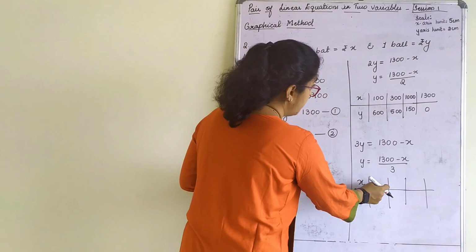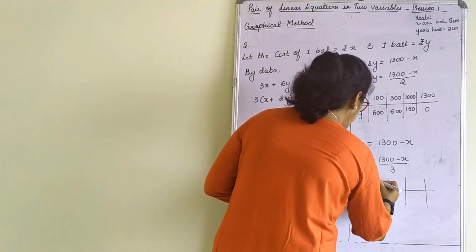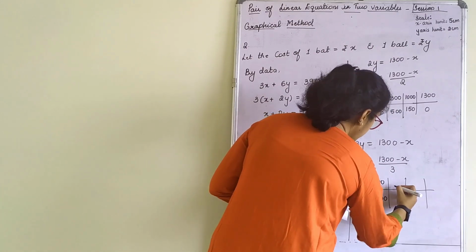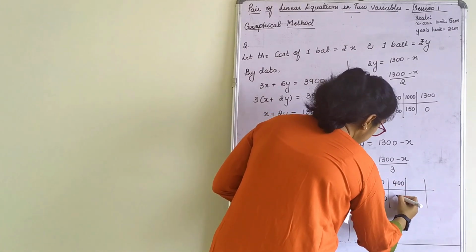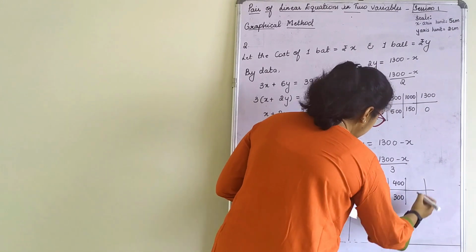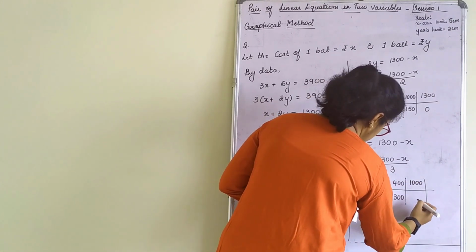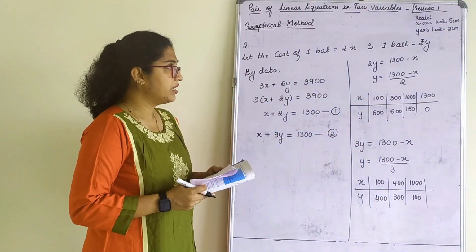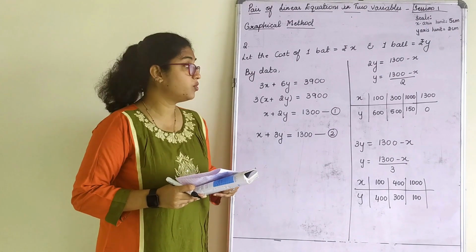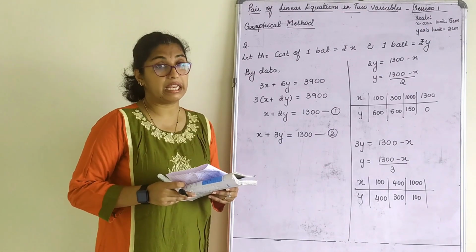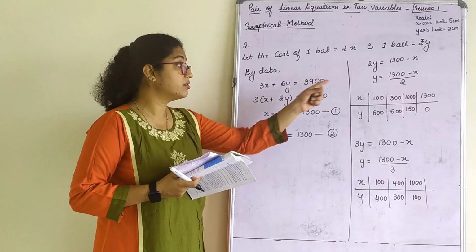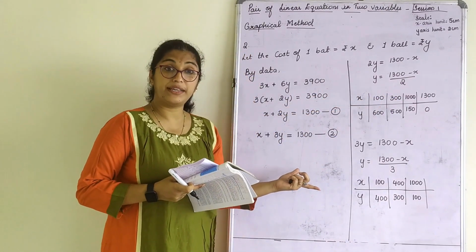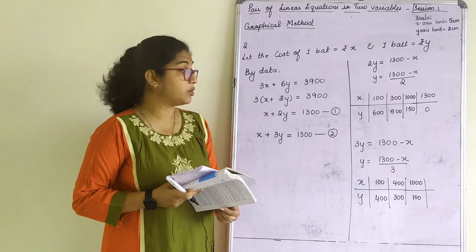For the second equation, the first value is 100 and the y value is 400. If this is 400, then this is 300. You can calculate this for 1000. You need not stick to these values; you can also take some higher values and try. Now the scale is left to you. I have told you how to use the scale, so you should know, depending on the given graph, what your x-axis and y-axis scale should be, and do this accordingly.